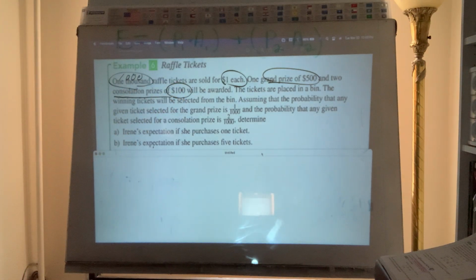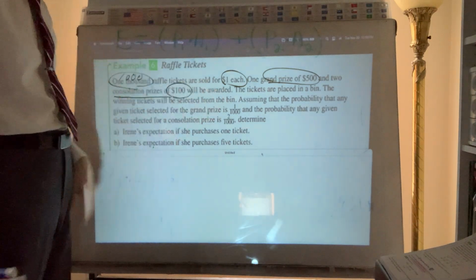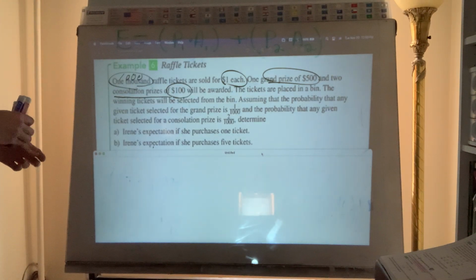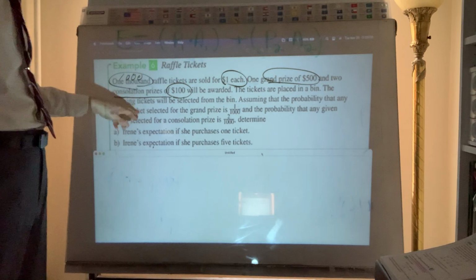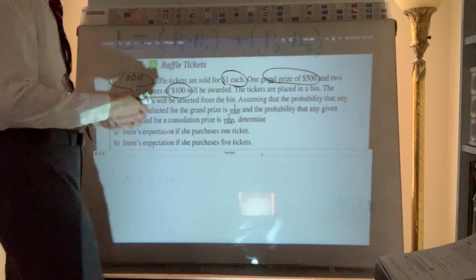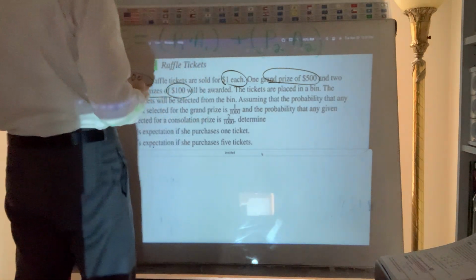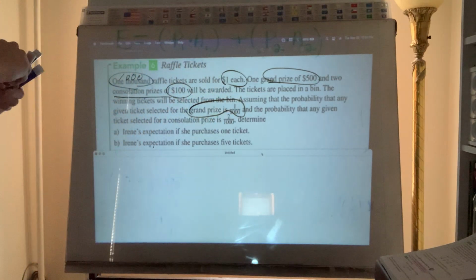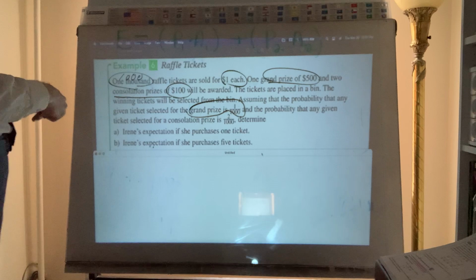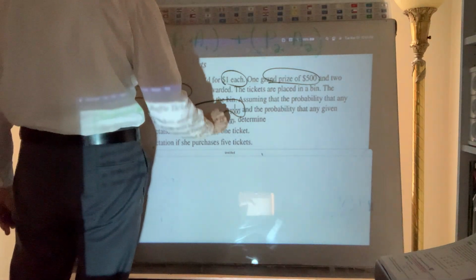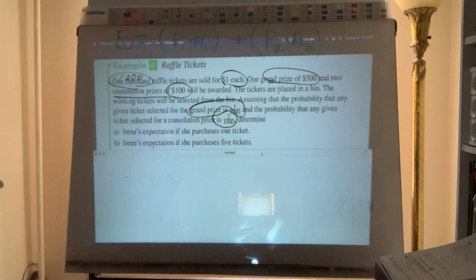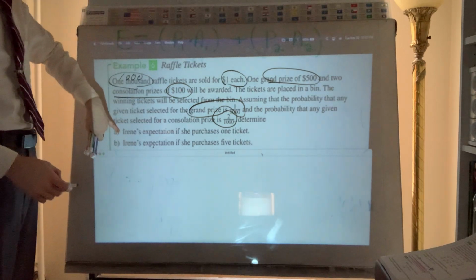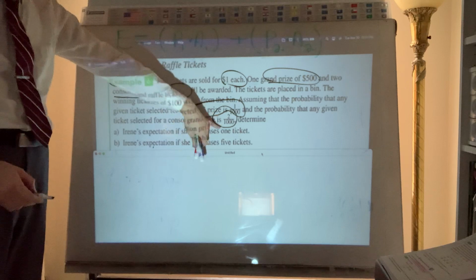The tickets are placed in a bin, as raffles are, and the winning ticket will be selected from the bin. Assuming that the probability that any given ticket selected for the grand prize is 1 in 1,000, and the probability that any given ticket selected for the consolation prize is 2 out of 1,000. Determine this participant Irene's expectation if she purchased just 1 ticket.